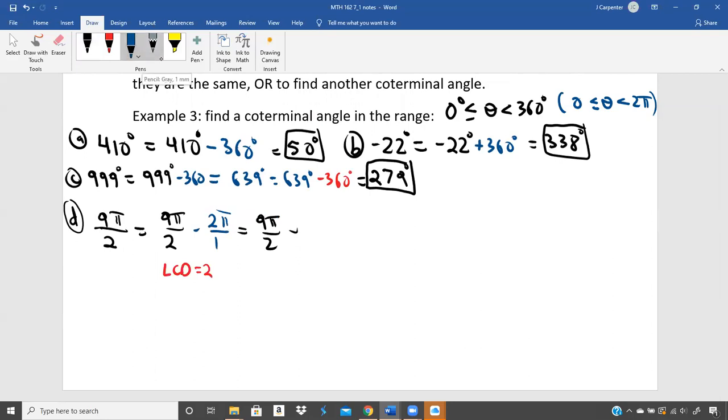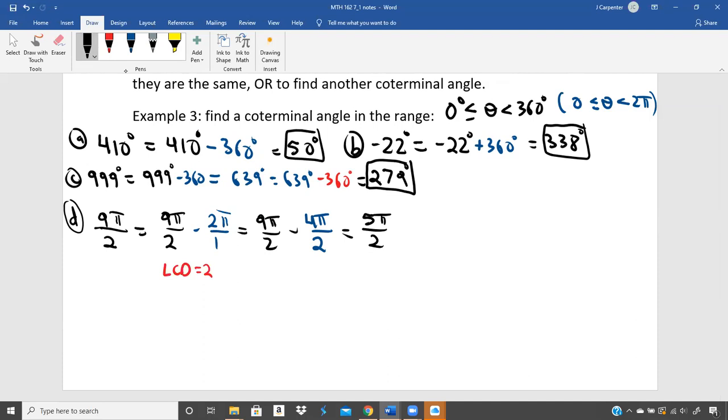For the other one, the 1 will go into 2 twice. 2 times the 2 pi will be 4 pi. So 2 pi over 1 is the same as 4 pi over 2. If you reduce it, you get the same thing, and you can see that that's fine. All right, so 9 minus 4 is 5. Now that we have a LCD, 5 pi over 2.